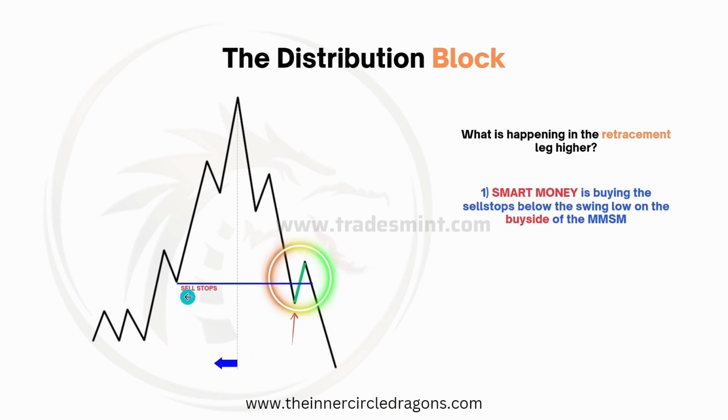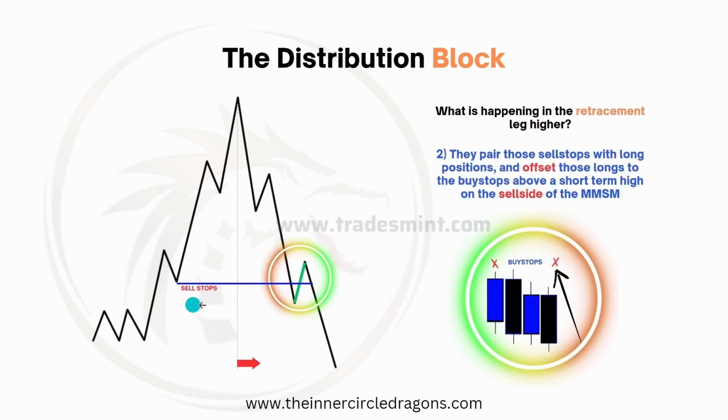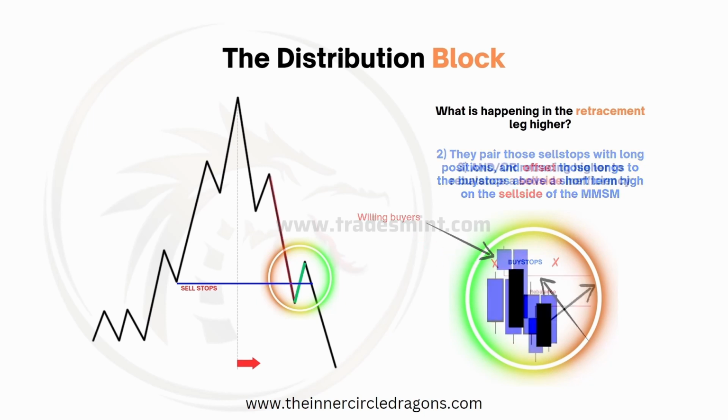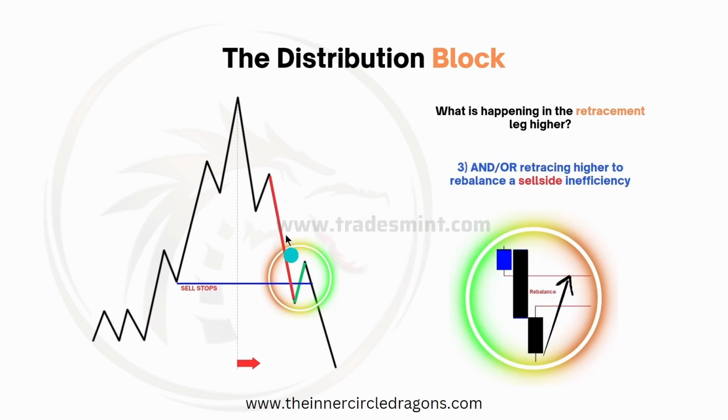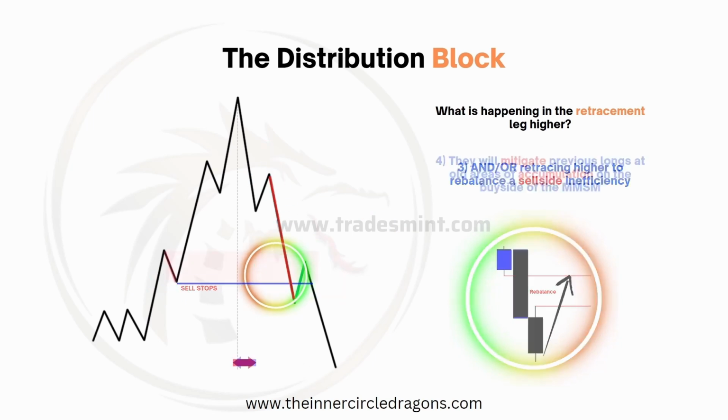Smart money is buying the sell stops below the swing low on the buy side of the market maker model. So in this example, this is our first stage of accumulation. Smart money is buying the sell stops below that first stage of accumulation, and they pair those sell stops with long positions and offset those longs to the buy stops in the form of willing buyers above a short-term high, and or rebalance inside the expansion leg that broke below the first stage of accumulation.